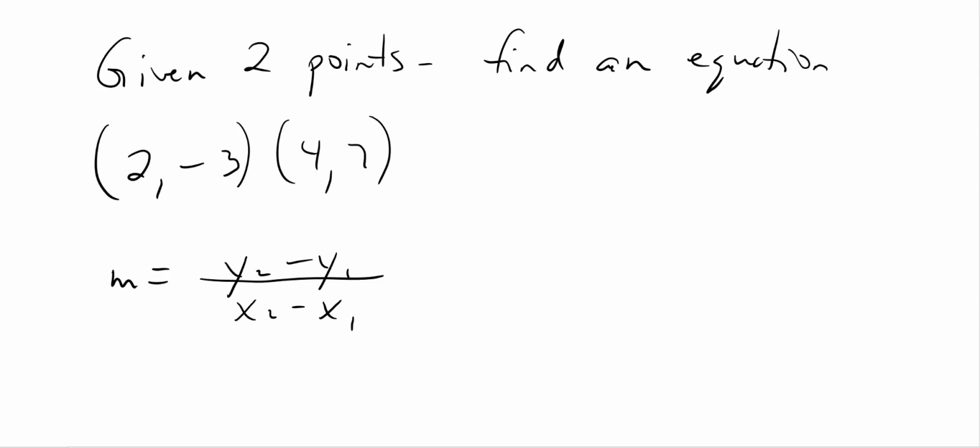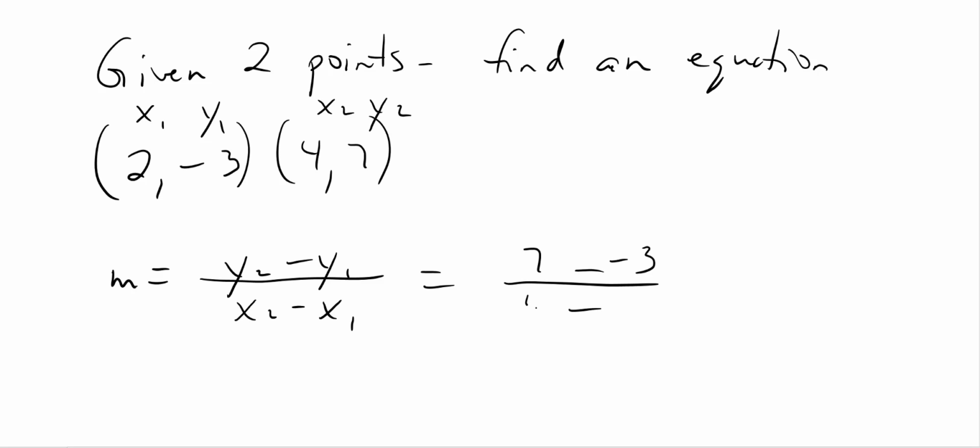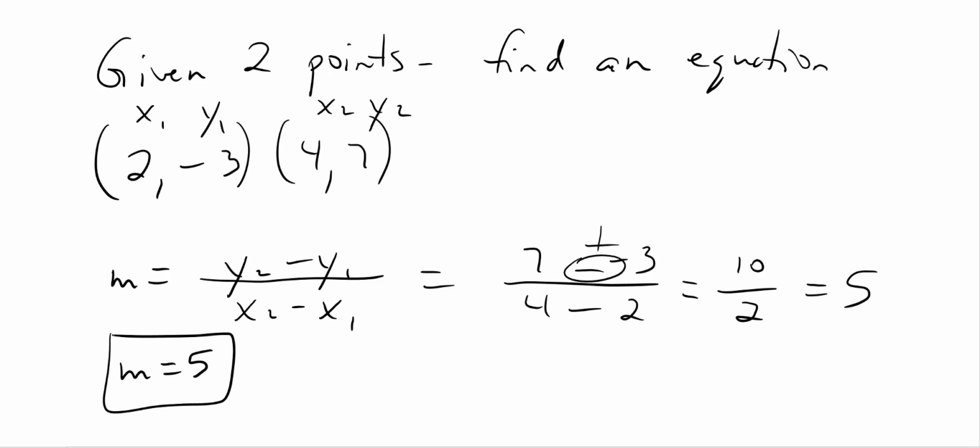It's not bad to label it x1, y1 and x2, y2. And remember what I told you guys to do: the negative, negative, and then plug things in. So we have a 7 and a negative 3, and a 4 and a 2. So that gives us 7 plus 3 is 10, and 4 minus 2 is 2, so my slope is 5. So m equals 5.